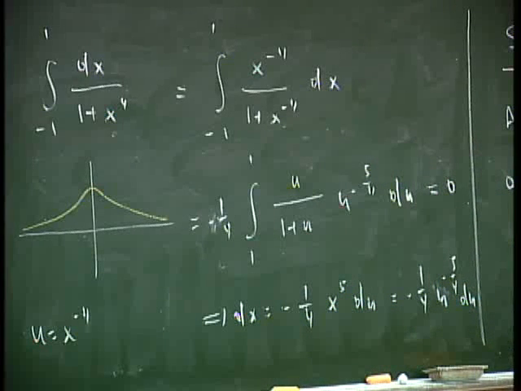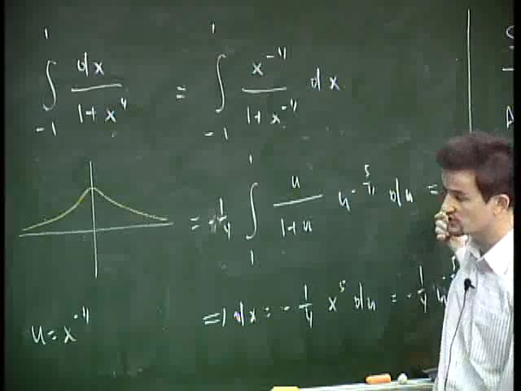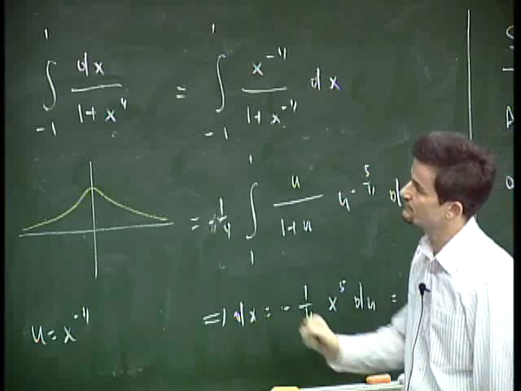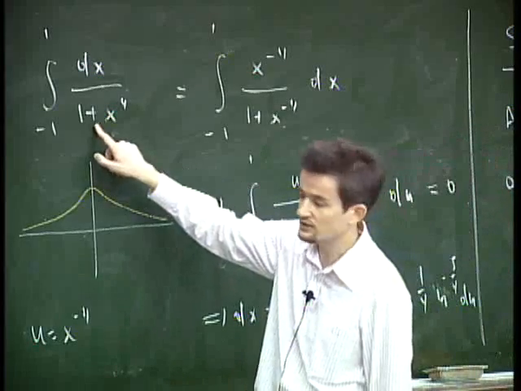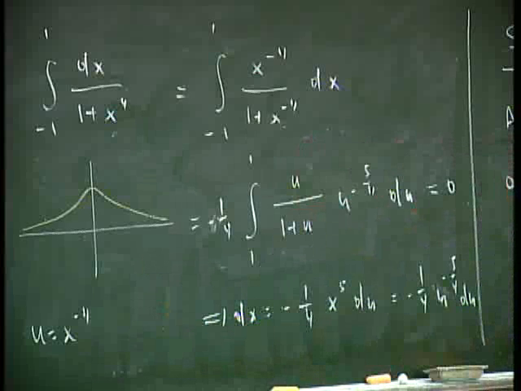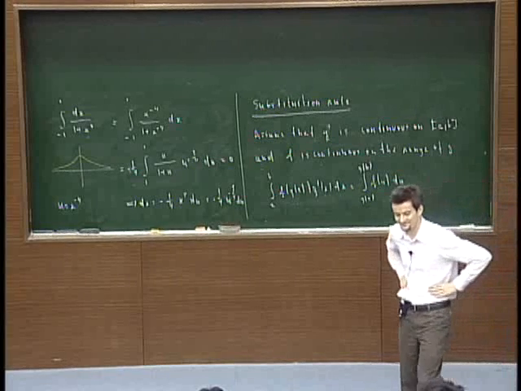So where is the mistake? Because the integral is from 1 to 1, it must be equal to 0. But from the area interpretation of this one, you see there is an area which is larger than 0. So where is the mistake? What do you think? Where is the mistake?